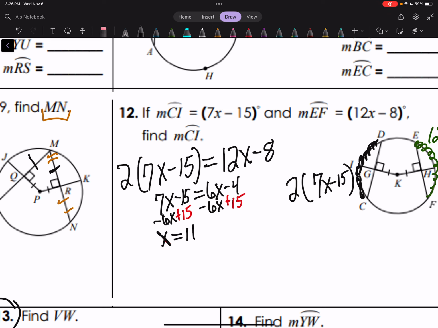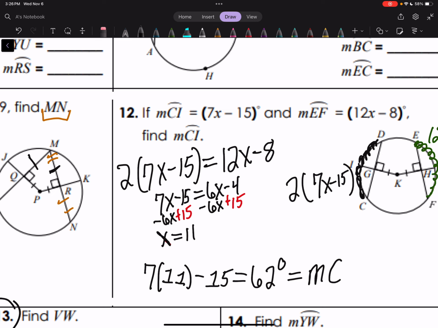It tells me to find the measure of arc CI. So I'm plugging into CI, 7 times 11, so 77, minus 15, which is going to give me 62, which is my final answer, the measure of arc CI.